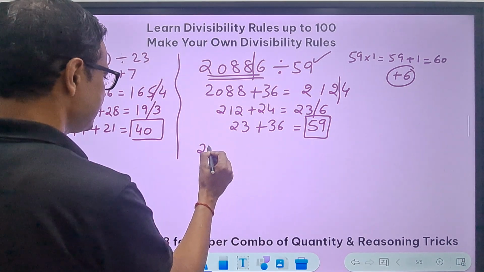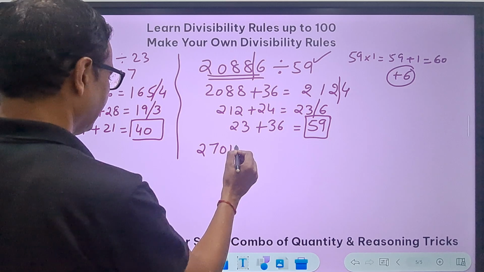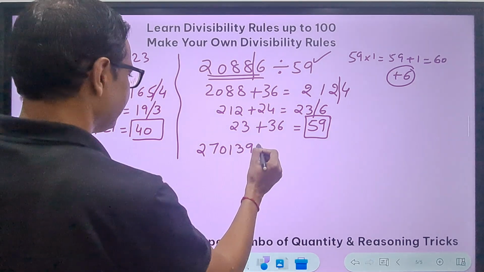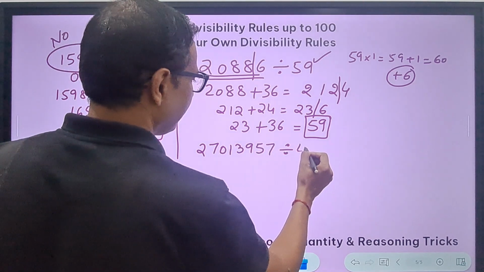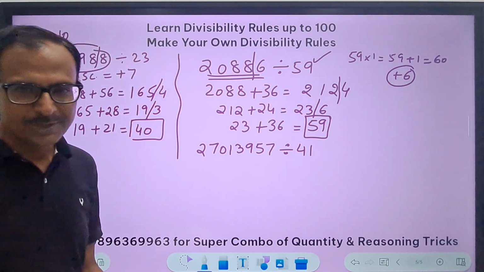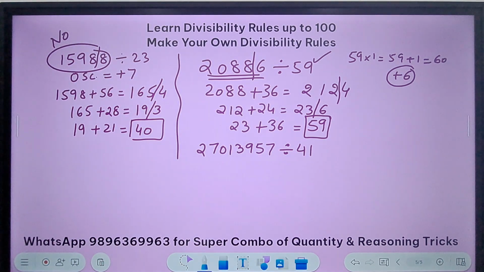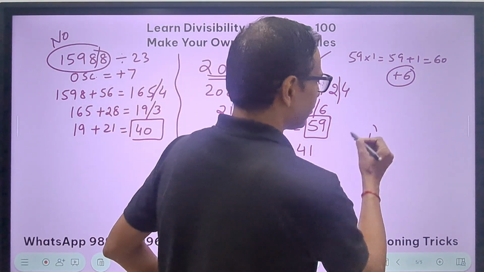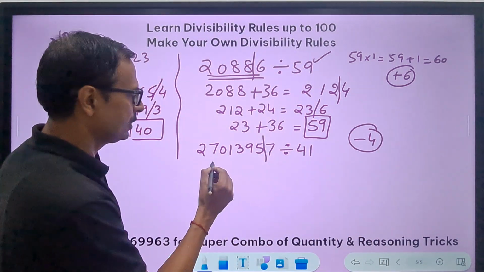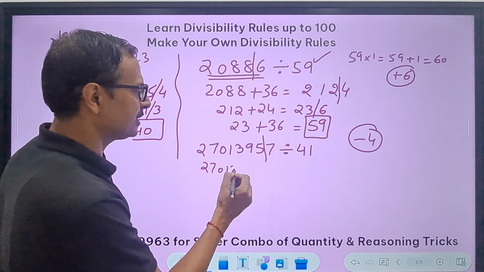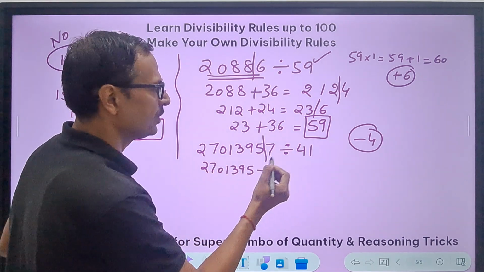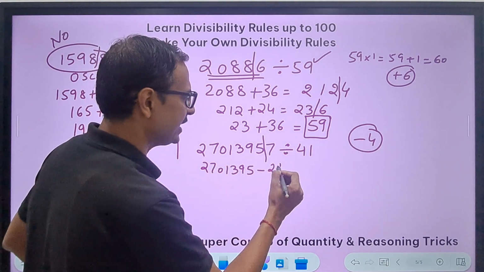And finally we have the last question which I gave you in the beginning of the video, and that was: is 2701395 divisible by 41 or not? So let's do this question now. The oscillator for 41 was minus 4. Let's try. Separate out 270139, minus 4 times 5, so that is 20.